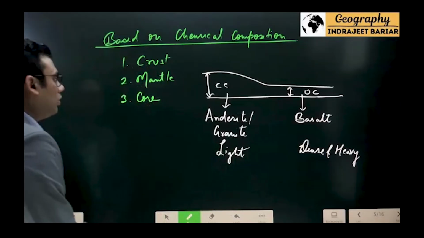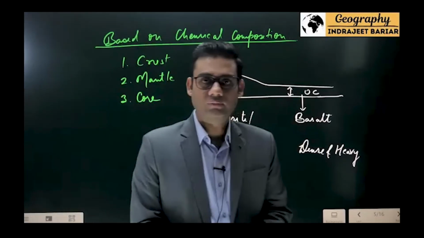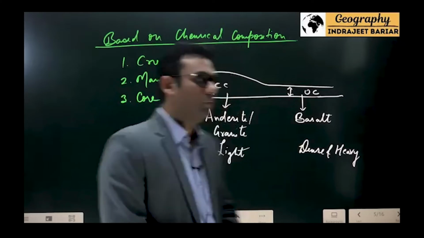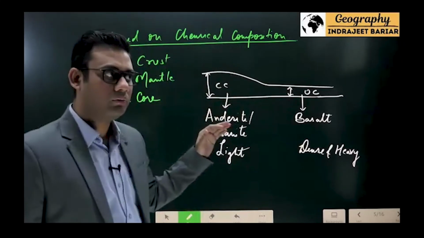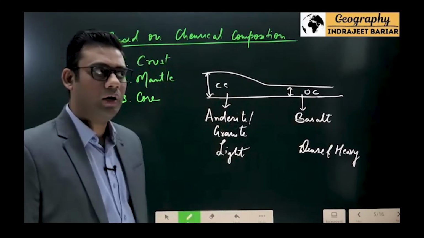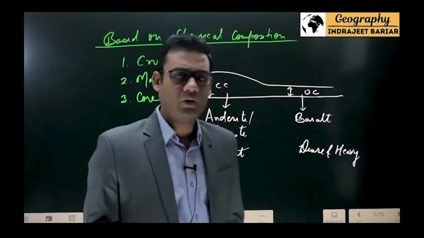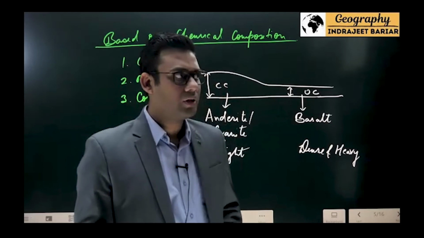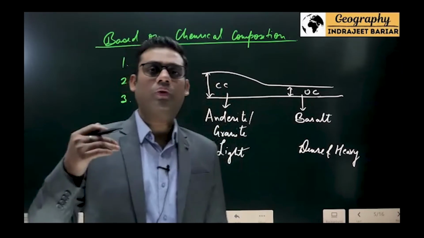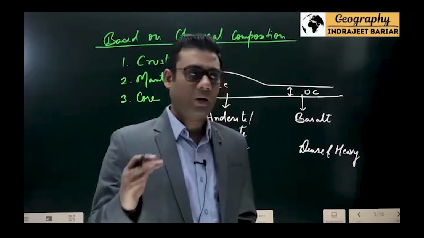Apart from that, going beyond, when we talk about the mantle: below the crust lies the mantle, and the mantle extends up to 2,900 kilometers depth. The mantle we divide into upper mantle and lower mantle.